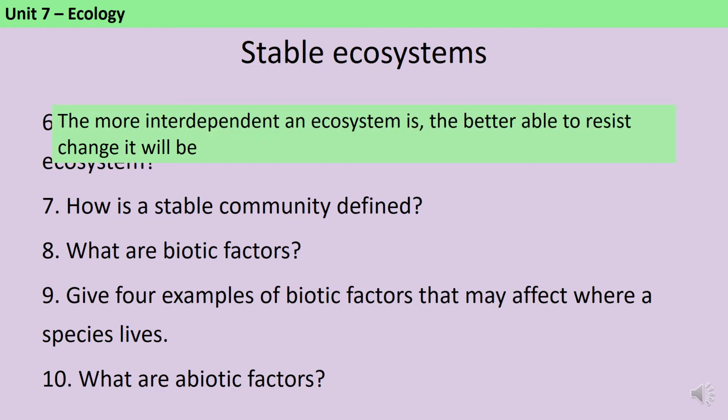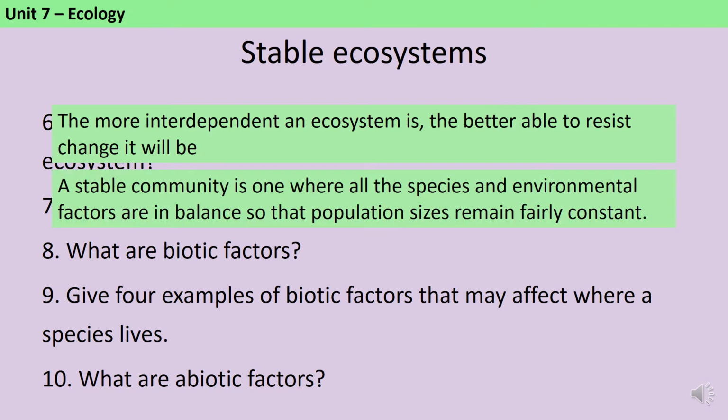A stable community is one where all the species and environmental factors are in balance, and therefore the population sizes remain fairly constant. In the past, there have been questions about this where they've asked you about a garden and why it might or might not be a stable ecosystem, and it's been necessary for you to talk about the number of new organisms coming into the garden and also the number of organisms that are leaving.